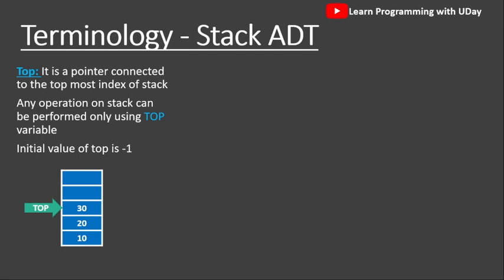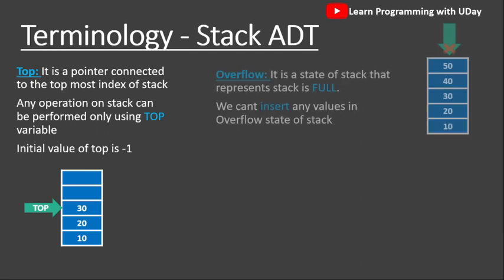Here we consider the index numbering for every single memory location in the stack. For example, we have 10 with index 0, 20 with index 1, and 30 with index 2. So now you can see that the top variable always connects to the topmost element, which is 30 in this case. Any operation in this stack can be performed only using the top variable, and the initial value of top will be -1 because the index numbering starts at 0 in the array, and we use an array for implementing the stack ADT or stack data structure.